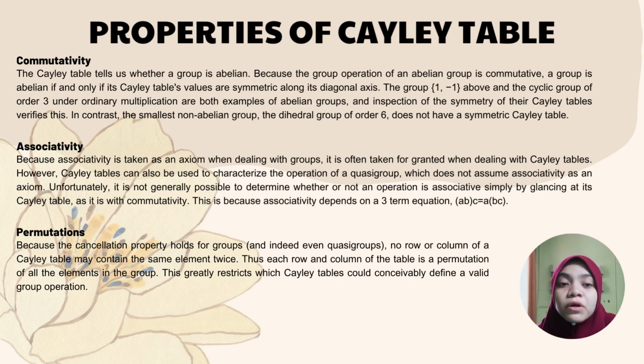And so, we conclude that each row and column contains no element more than once. Because the group is finite, the pigeonhole principle guarantees that each element of the group will be represented in each row and in each column exactly once.